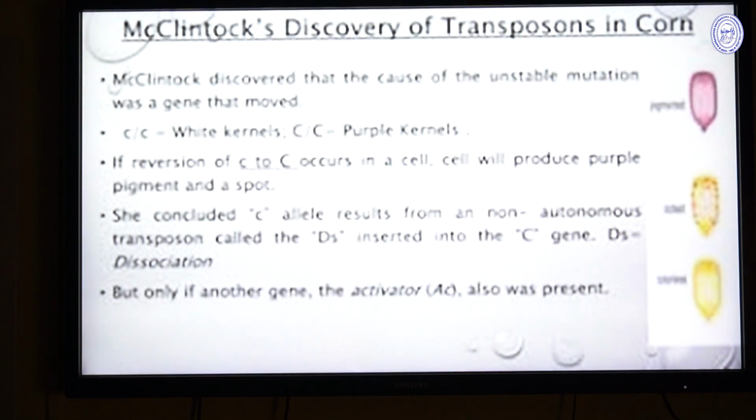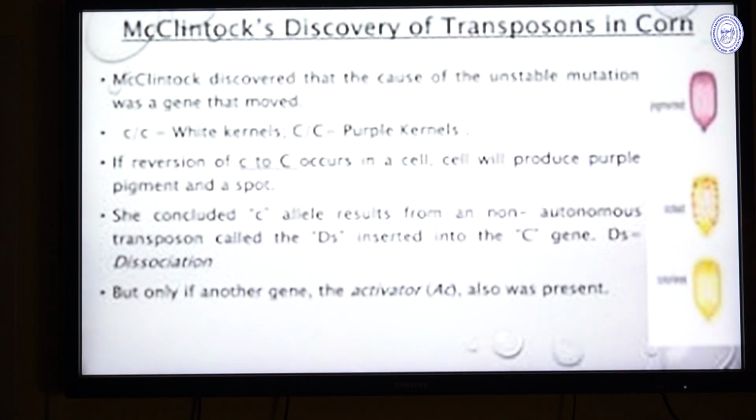So the DS element again opened up from the new position and entered its original position or any other part of the chromosome. In doing so, the C gene that was mutated tried to get back to its wild type condition after reversion, but it was not able to go completely back into its wild type configuration, as a result of which it started producing the purple pigment with spots.